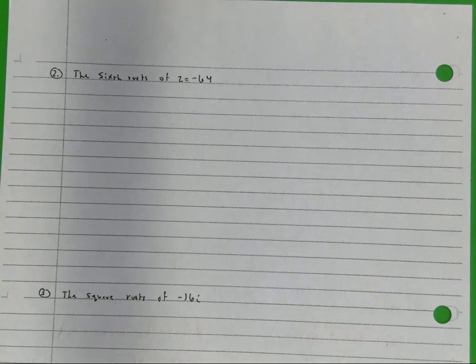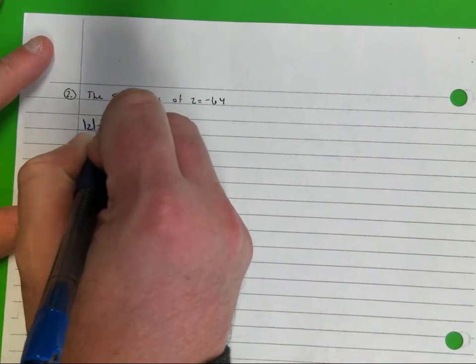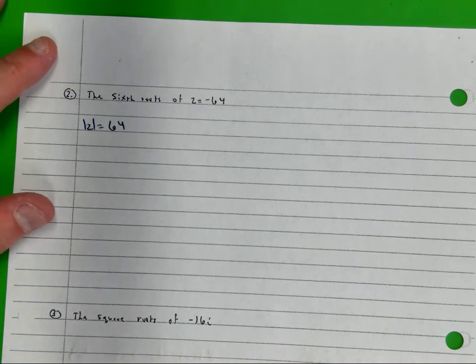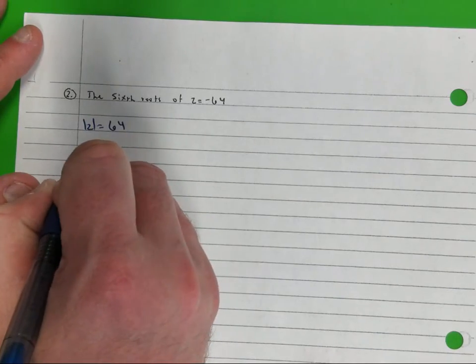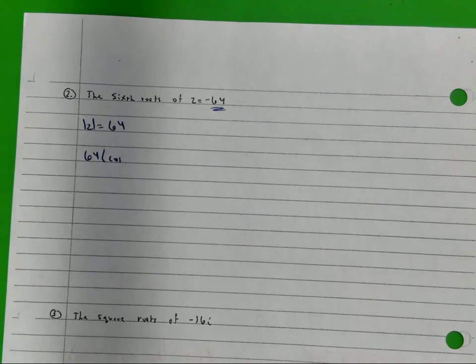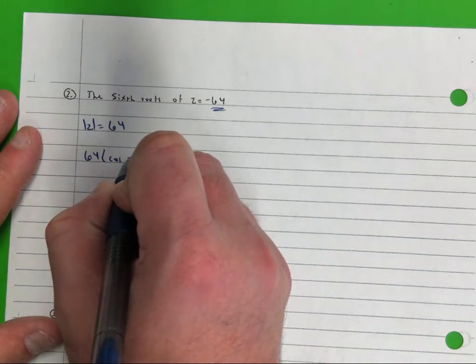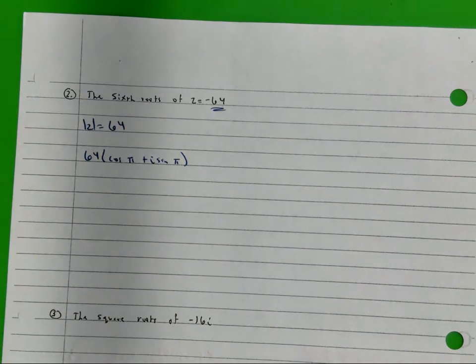Number 2, the 6 roots. All right, what would your modulus be? Well, put it in polar form. If you square negative 64 and take the root, it's 64. This is a very simple one, negative 64. If I graph that, wouldn't that be on the real axis, at 0 or pi? Pi. So I'm going to put cosine pi plus i sine of pi. There's your polar form right there.